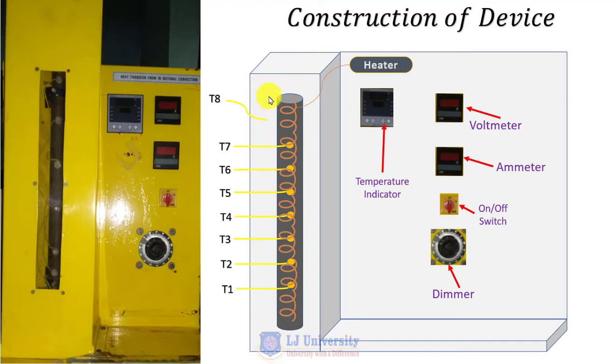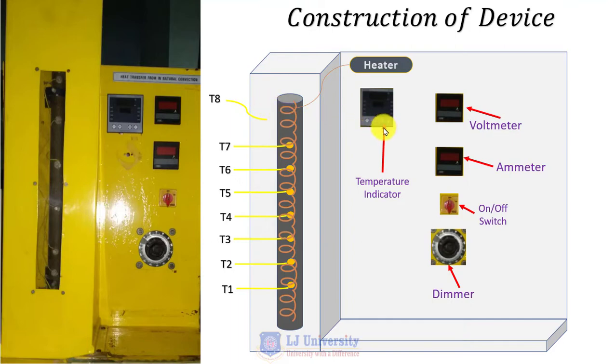The remaining portion of the box is empty, so that there is surrounding air around this cylinder for free convection, for natural convection. There is an arrangement of thermocouples to measure the temperature of the surface at different locations. As you can see, we have 7 thermocouples at equal distances on this cylinder to measure its surface temperature. The thermocouple T8 will give us the temperature of the surroundings.